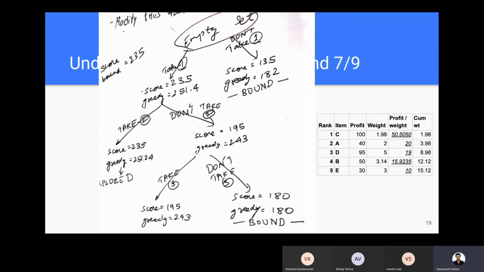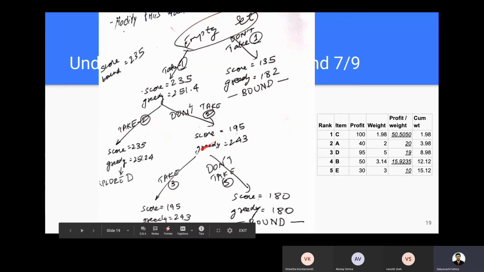Yes, correct. It's just taking not take 2, and I'll follow the heuristic, that is, if I don't take 2, I'll maybe take 3 and 4. What if not taking 2 and maybe 4 and 5 would have been an optimal solution? The same logic. Yeah, so that could have been. So the upper bound of all the possible paths is given by this greedy score.